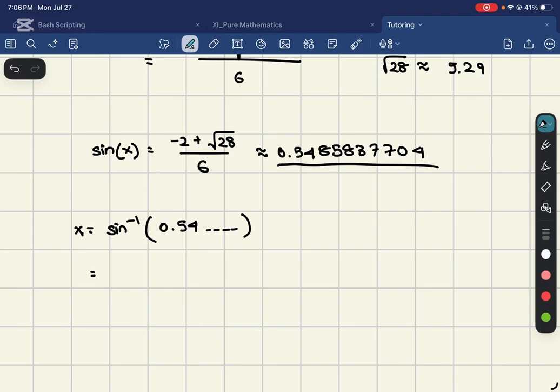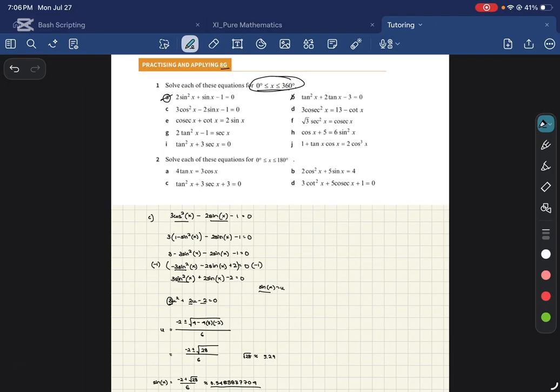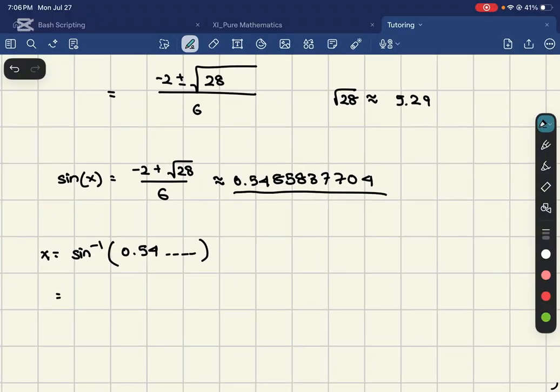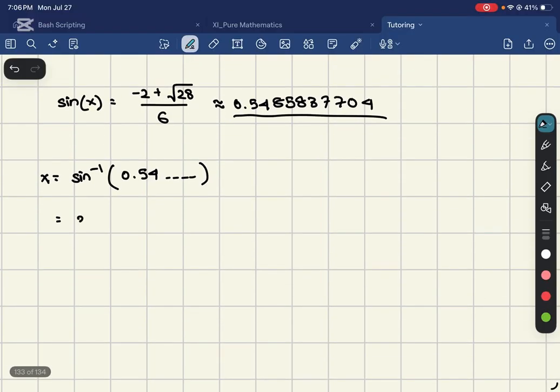And okay, sorry, my calculator was in radians. So let me just change it quickly to degrees, because in this question, we're working with degrees here. So, all right, sine inverse of 0.548583 yada yada. This is 33.3 degrees to 1 decimal place, approximately.